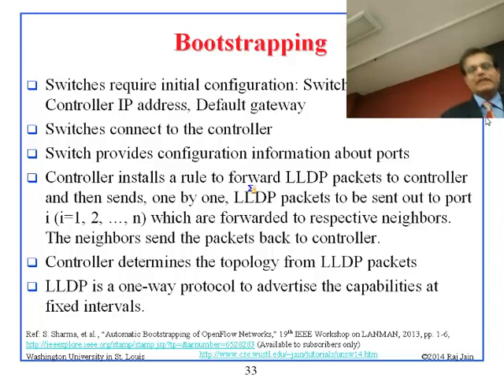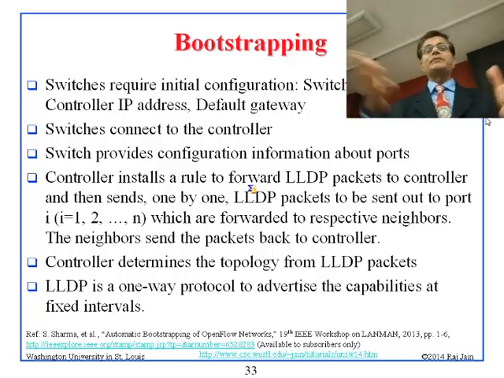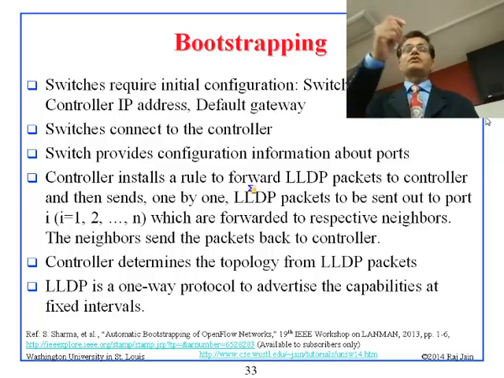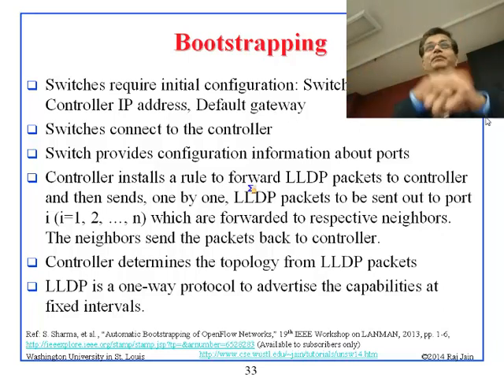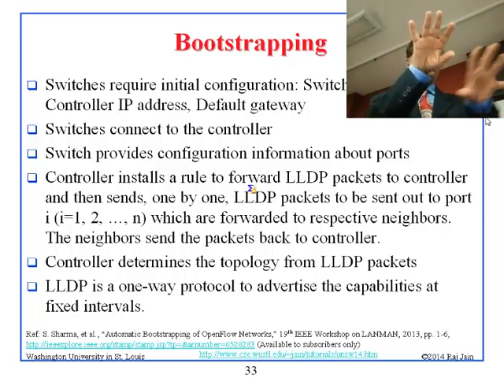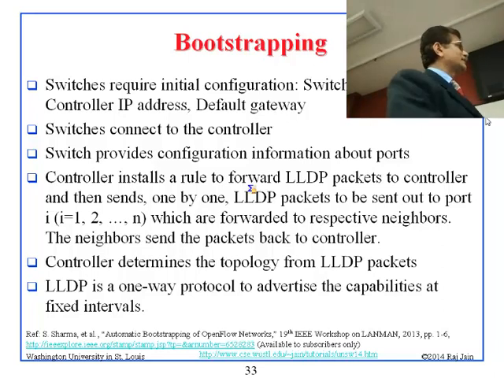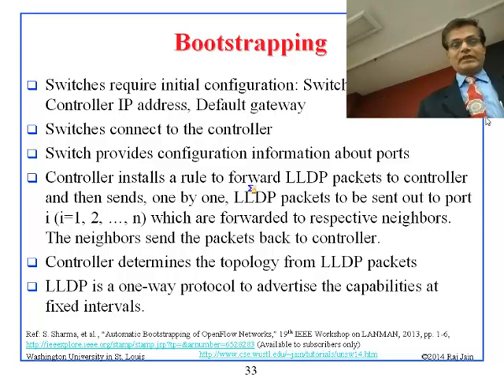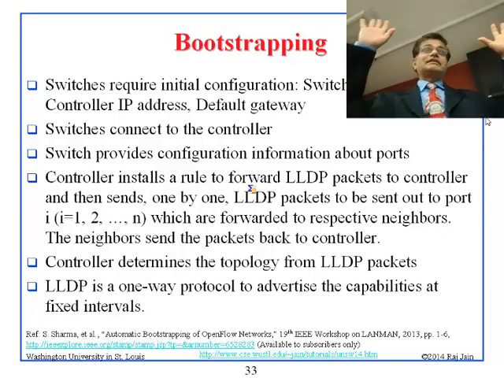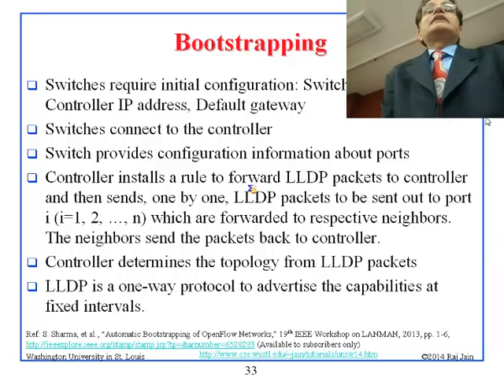Switches require initial configuration. When a switch comes in from the factory, it doesn't know who its boss is, what the controller address is. Just like any other IP device, you need to either use DHCP and ask for your IP address and default gateway, or you hard code it. So you have to put in the initial configuration on the switch: IP address, controller address, default gateway. Then the switch can connect to the controller. When it connects, it says, look, I just booted up, I don't know anything about myself.